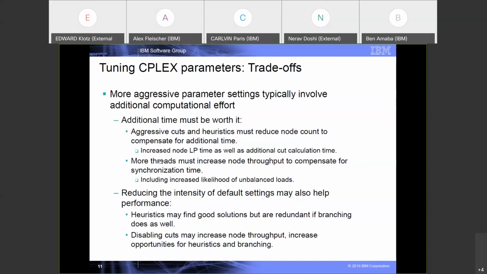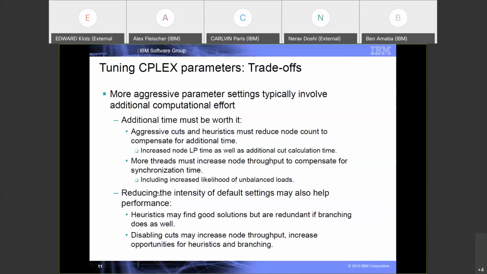Likewise, if you add threads to a MIP model, you're going to improve your node throughput, but you're going to pay a cost in that you have more threads to synchronize. So there's a trade-off there, and you have to balance those out.